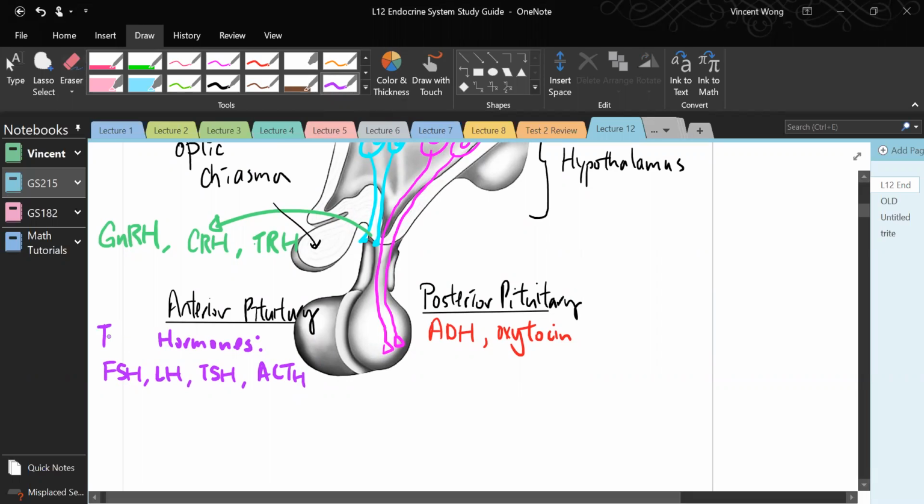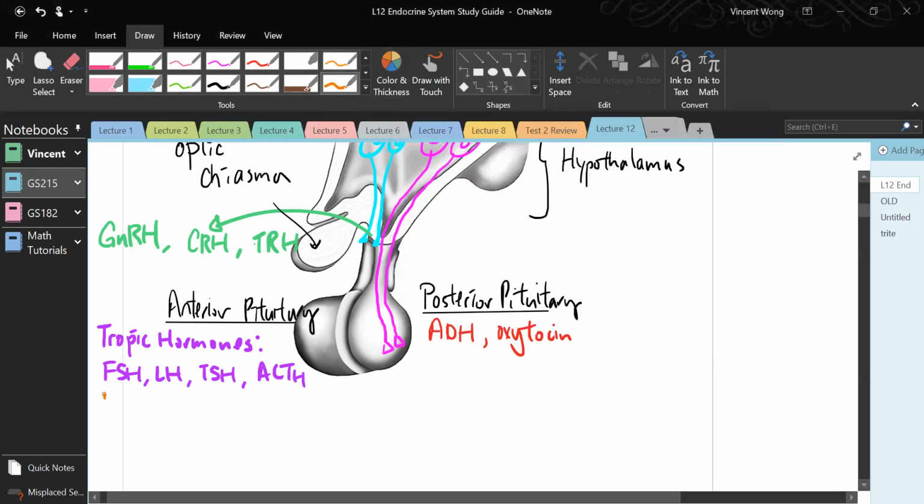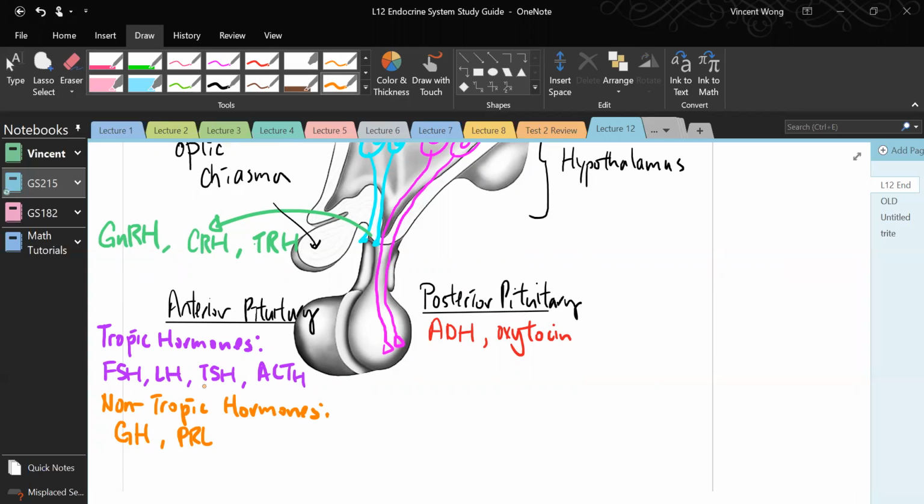Let me just write that a little bit better. Tropic hormones. And we have the non-tropic hormones, and that includes growth hormone and prolactin. Growth hormone makes you grow. Prolactin is responsible for the production of milk when a woman is pregnant.